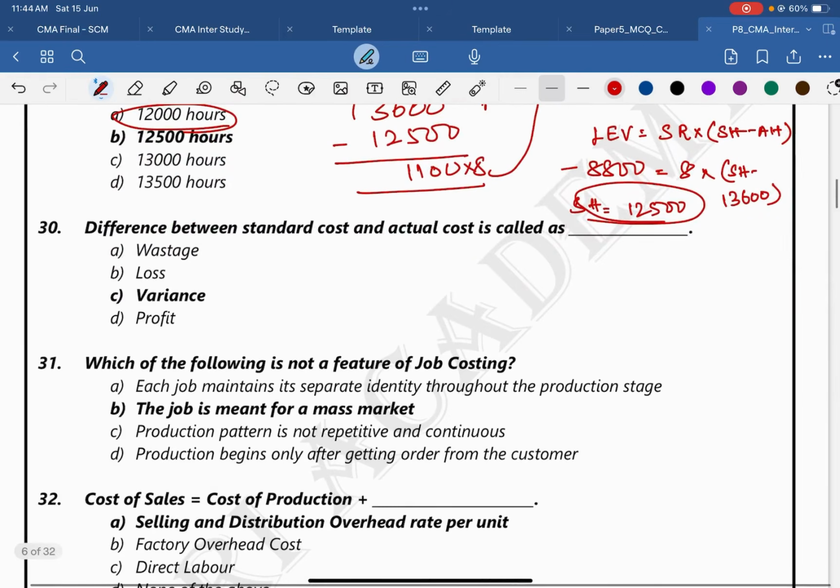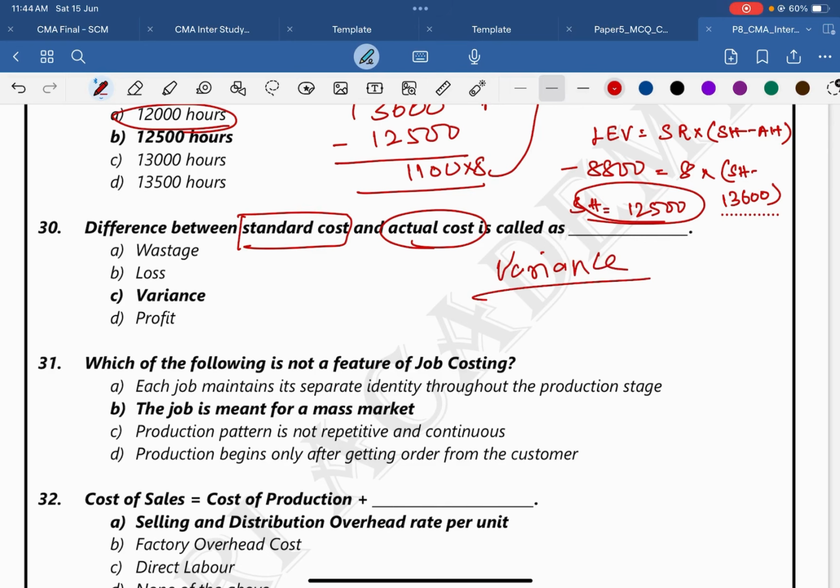Okay. Next, the difference between standard cost and actual cost is nothing but your variance. I will set a standard. We can set a standard, known as predetermined value, predetermined standard, predetermined rate.